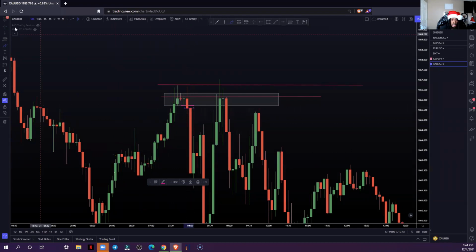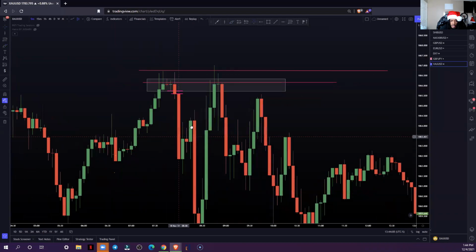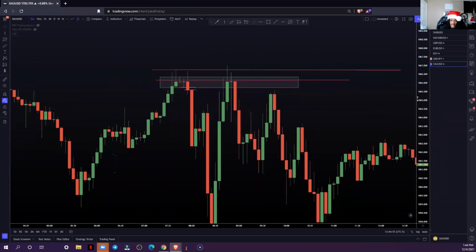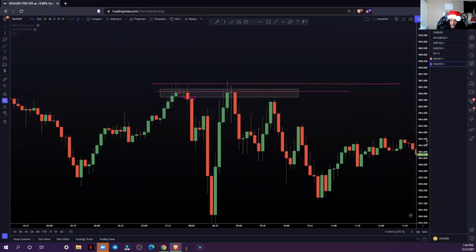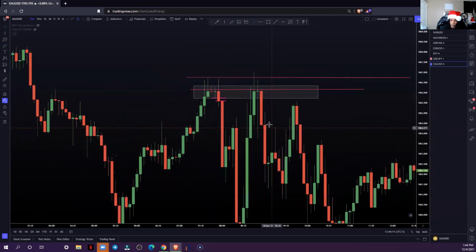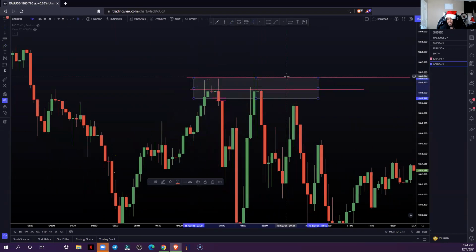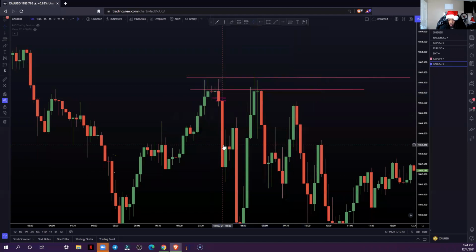Now it drops some more, and then it did some little other BS, and then it came back into that area. Now, since it came back into that area, it actually wicked out of the box. You know what I'm saying? Even if you would have put the box up here, it wicked out of it. So now it's not like the supply box is invalid. So we take this off, and now it turns into resistance.